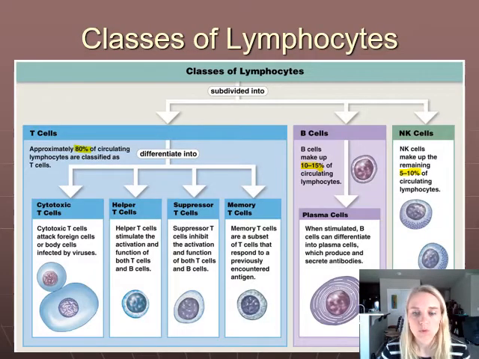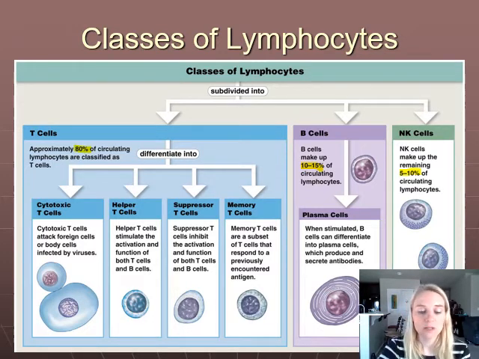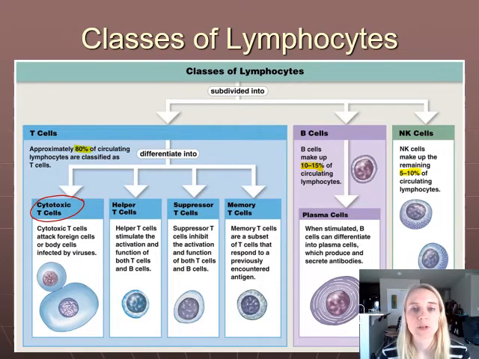Here's a table breaking down all of those different types of lymphocytes. Here in the blue box, we see T cells. Like I said, about 80% of circulating lymphocytes are T cells, with these different categories. We have our cytotoxic T cells. These are the ones that can directly destroy an infected cell, whether it's infected by a virus or bacteria. Any cell that's been infected, cytotoxic T cells will directly kill.